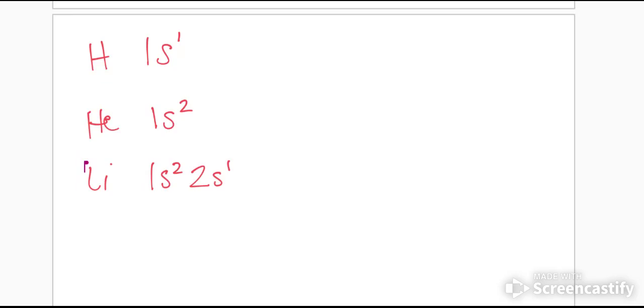Now, we add together our superscripts. 2 plus 1 is 3. That is how many electrons that lithium has. So you've mapped it out completely. Okay? Moving next to it, we've got beryllium.